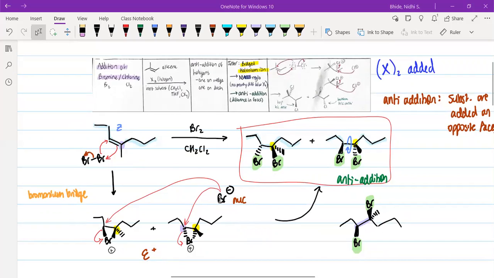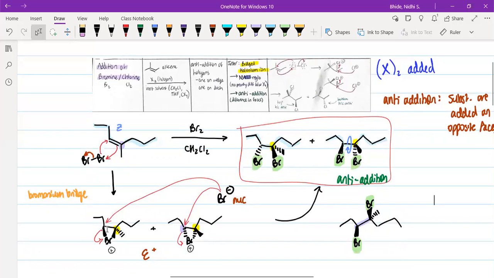Because of that, it has an electron source to attack this bromonium bridge, which is positively charged. So this bromide ion is going to attach on this side. It could attack on this side as well. As you can see in the product, it doesn't really matter which side you attack on. But for simplicity, because there are fewer substituents on this side of the molecule, let's attack on this side.